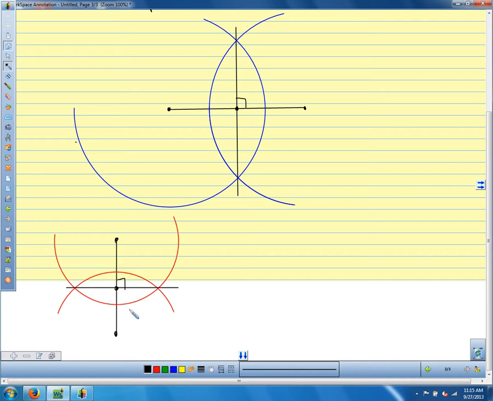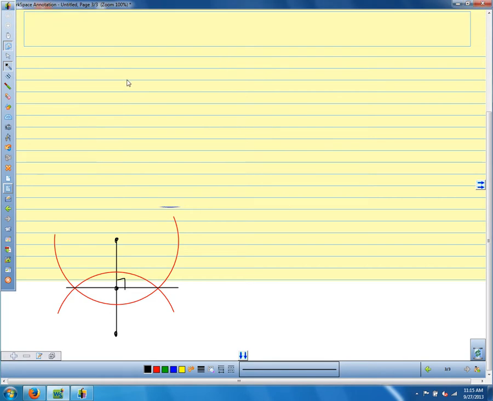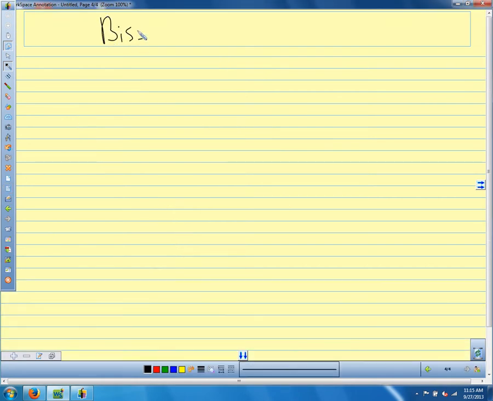All right, our last one. We want to bisect an angle. This one's just a touch more complicated, but it's not bad. So we're going to cut an angle in half. So here's my angle.